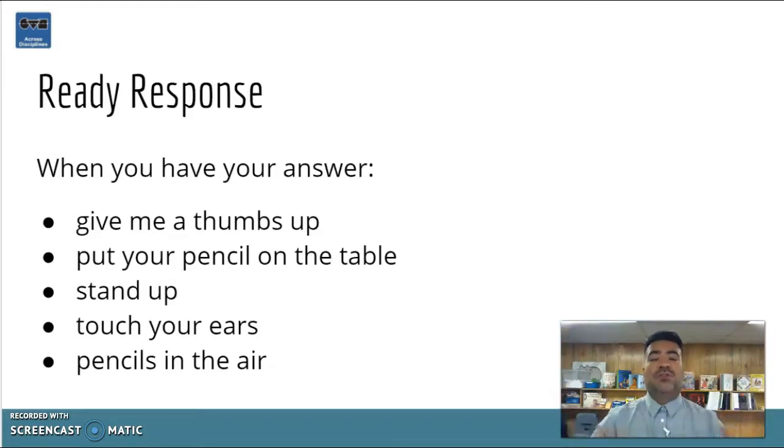What you're doing is giving the students some time to respond, while helping others go ahead and finish their work. And as soon as they're done, instead of saying, Miss, or Mr., I'm done, what do I do? Give me that signal, give me that thumbs up right here by your chest. I'll know who is ready and I can move on.